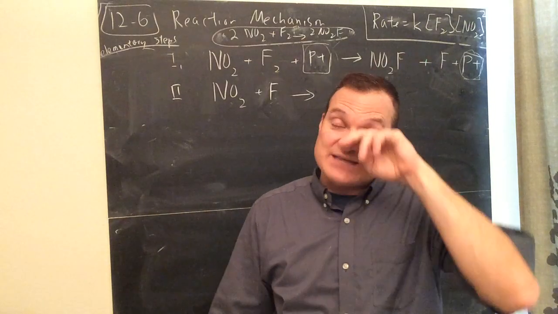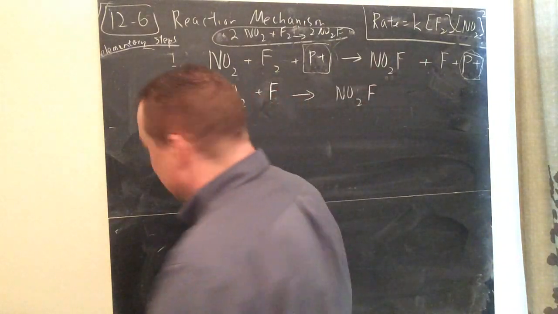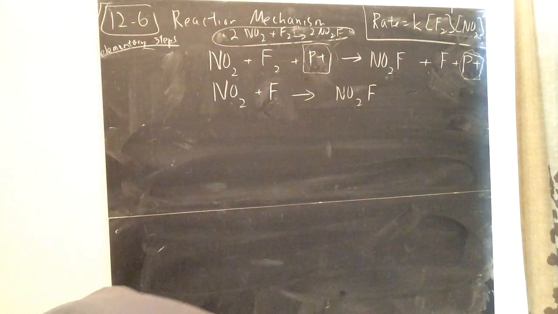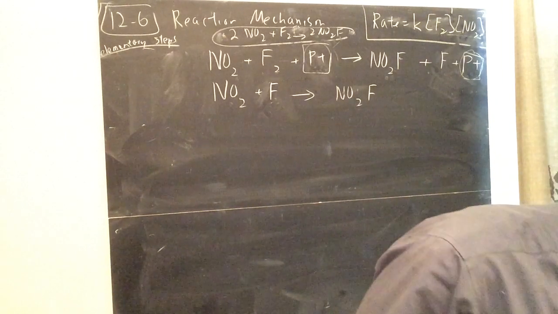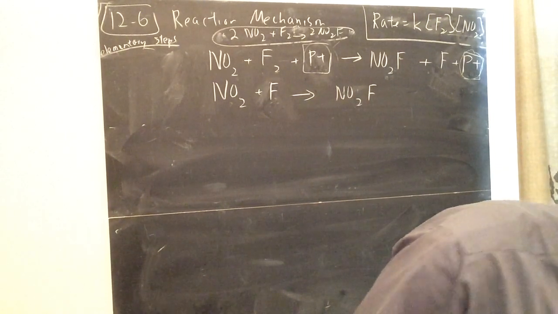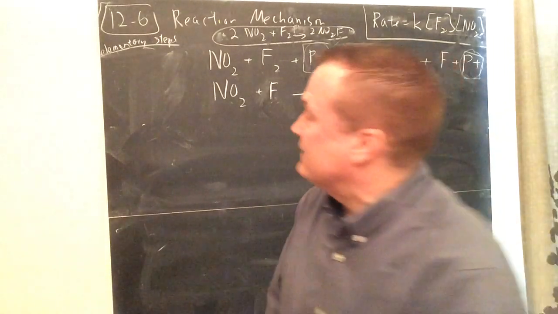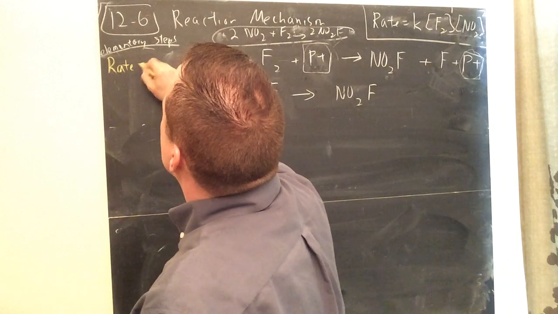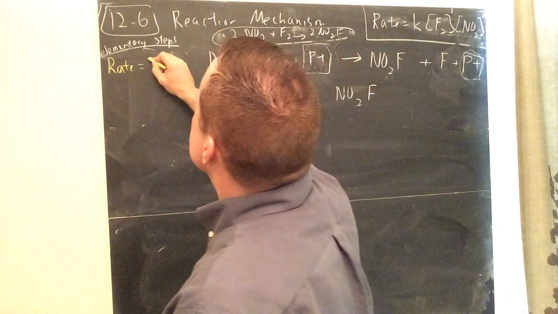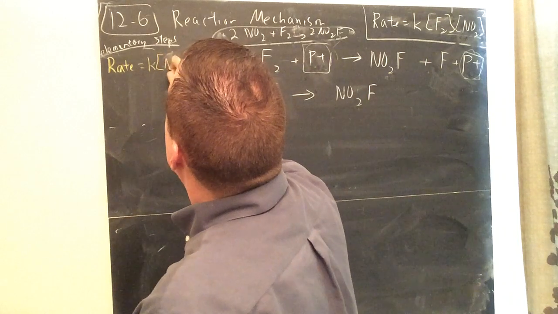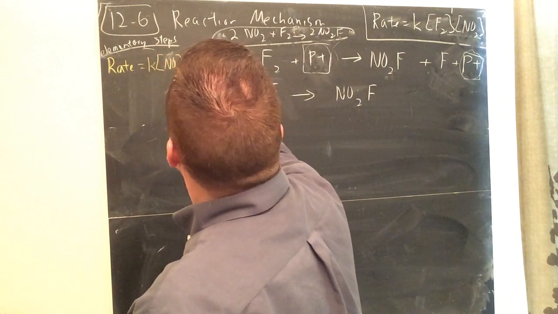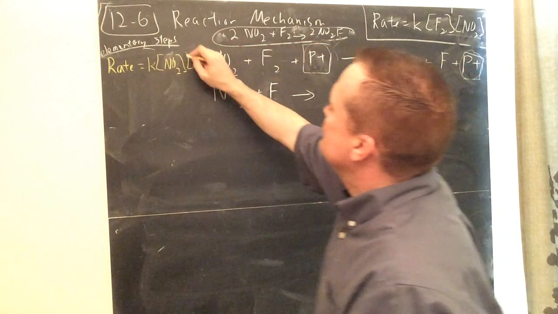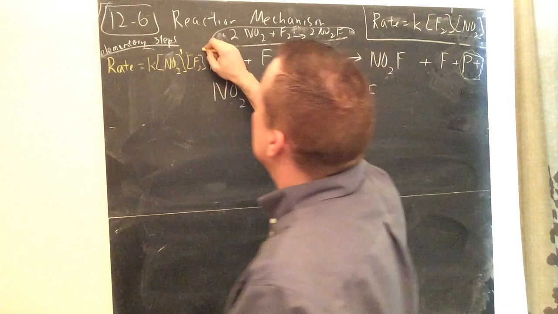The second proof is a little bit crazier, and here I go. I'm going to write this down. First, I'm going to need to write down the elementary rate law for each of these steps. Okay, rate for this equation right here: rate is equal to K times NO2 times F2. Now, I'm not going to put platinum in it because it's not part of it. NO2 to the first power and F2 to the first power.